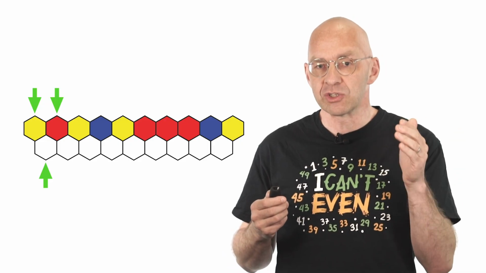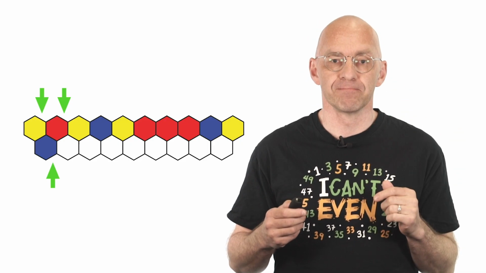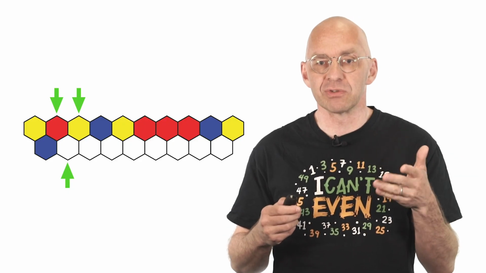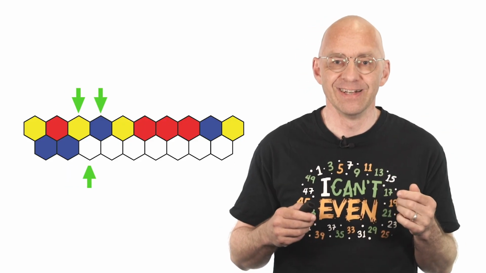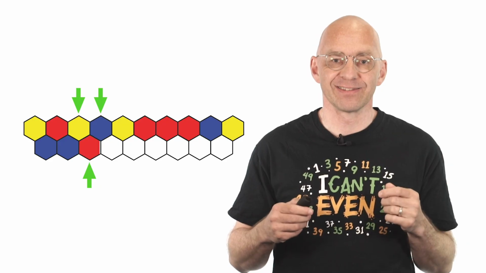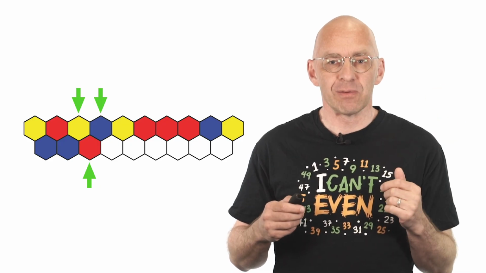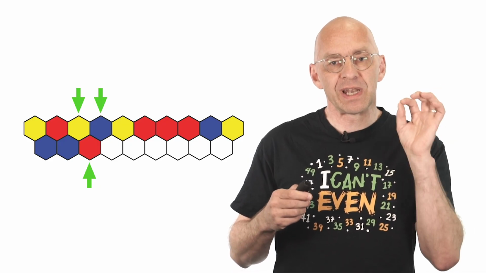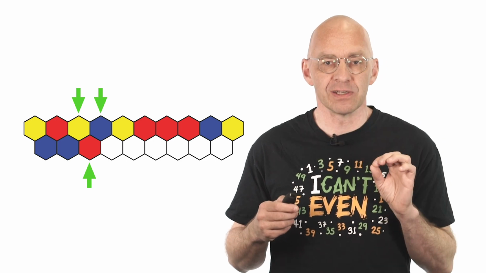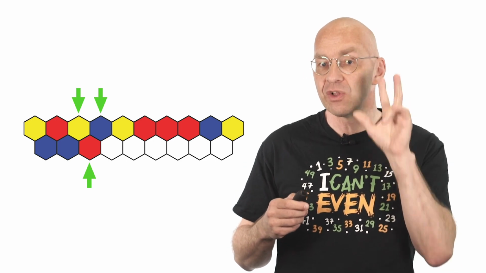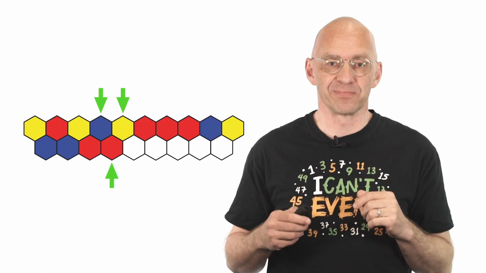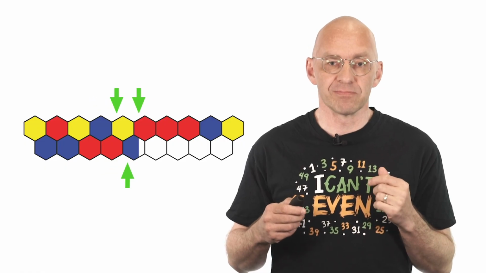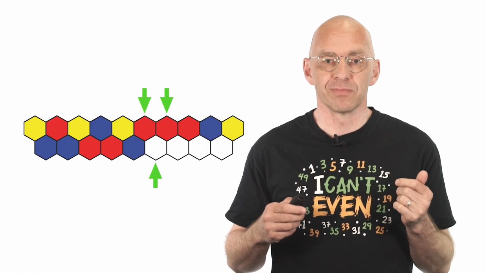Yellow and red add to blue. Red and yellow add to, also blue. Yellow and blue add to red. Easy, right? I'm sure you've guessed already that whenever we are adding 2 different colors, the result is the 3rd color, and so on. Blue plus yellow is red, yellow plus red is blue.